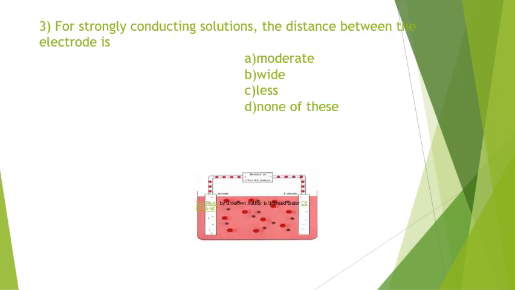MCQ number 3. For strongly conducting solutions, the distance between the electrodes is: option A, moderate; option B, wide; option C, less; option D, none of these. And our correct option is option B, wide. For strongly conducting solutions, the distance between the electrodes is wide.